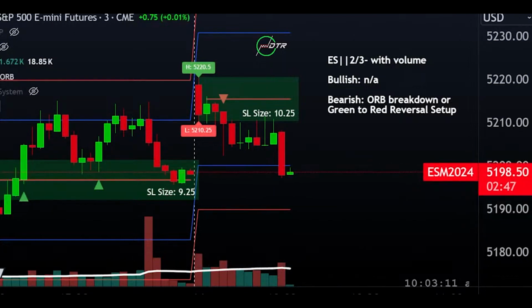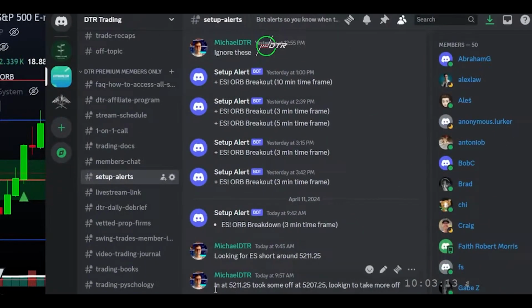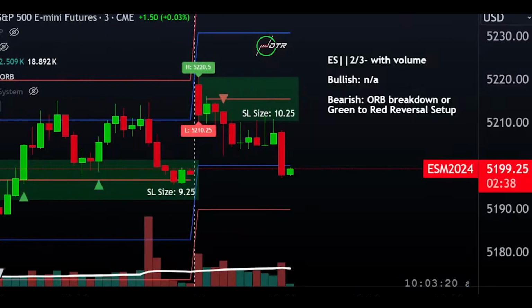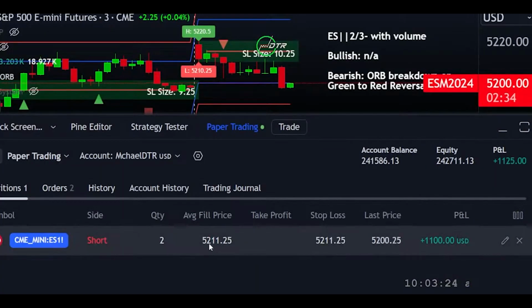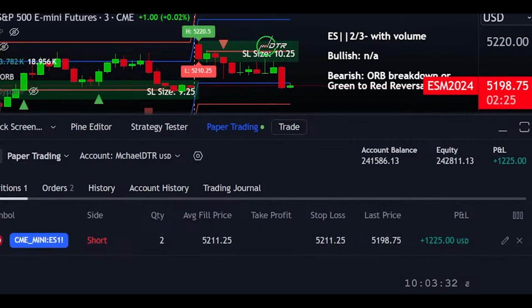My entry price, Malik, exactly like we described in the Discord, looking for a short around 52.11.25, and I'm in at 52.11.25. Look at my average fill price, 52.11.25. So in the Discord, I always say what my entry target is. So that information should be available to you. I'm quite confident I said that out loud a few times before we entered.